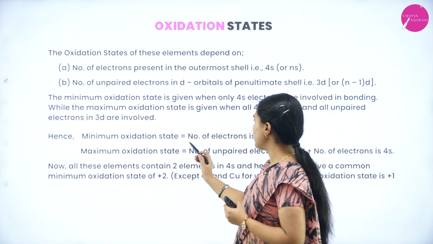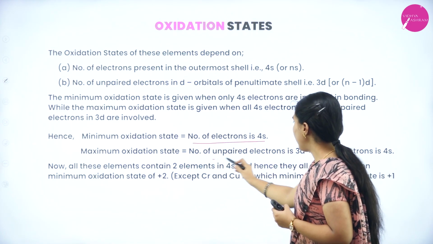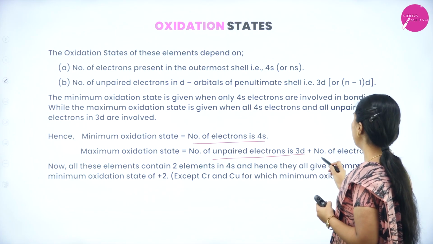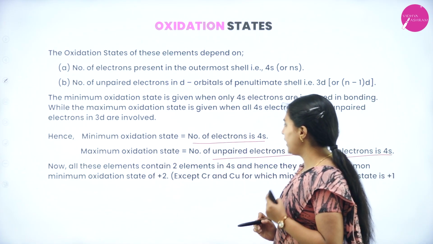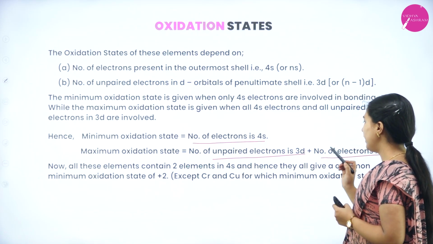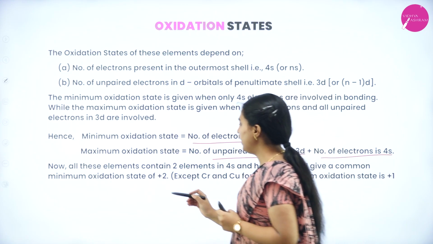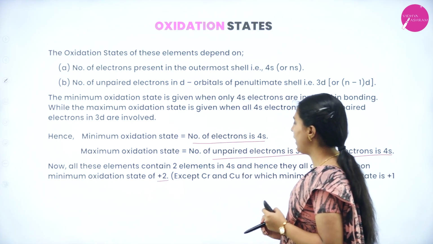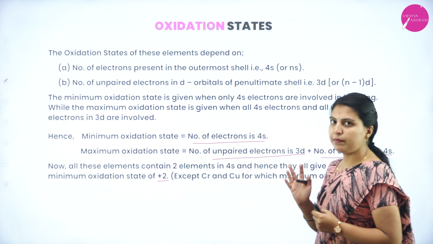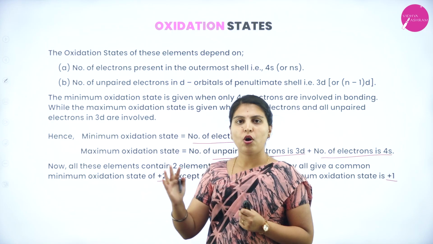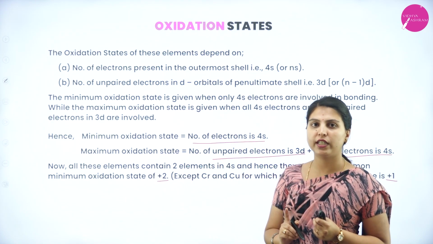Hence, minimum oxidation state is the number of electrons in 4s, and maximum oxidation state is the number of unpaired electrons in 3d plus the number of electrons in 4s. Now all these elements contain 2 electrons in 4s and hence they all give a common minimum oxidation state of +2, except chromium and copper, which have a minimum oxidation state of +1.